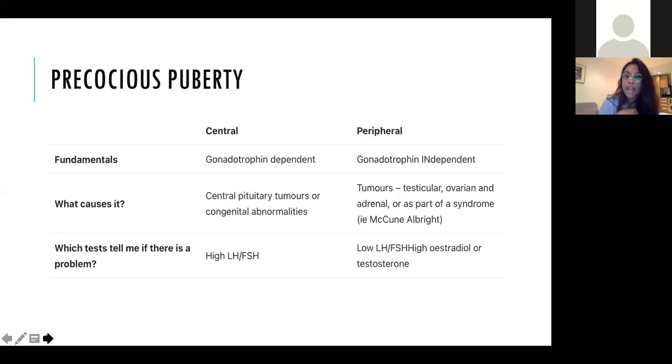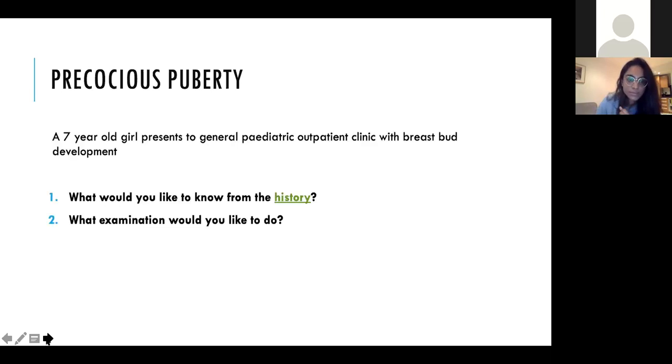And then when you look at bloods, how is that going to help you narrow down what the possible causes could be? If the luteinizing hormone and follicle stimulating hormone are low, and your sex hormones, estradiol and testosterone, are high, it's likely to be a peripheral cause. However, in real life, it's not always clear cut, but just something to keep in mind. Most of the time, you can tell if it's central or peripheral, but not all the time.